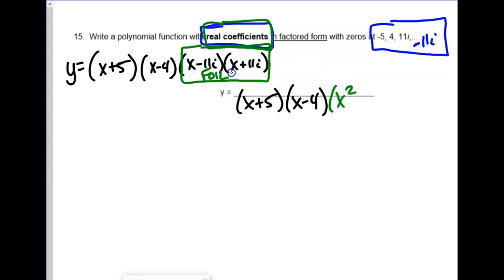The outside-inside arches are going to cancel out, right? That's what happens with conjugates. And then negative 11i times positive 11i is negative 121i squared, which is negative 121 times negative 1, so it's plus 121. If you guys have figured this out yet, this might be a good moment to point out that whenever you multiply complex conjugates together and they're monomials like this, they turn out to be what we call the sum of two squares. And you stop.